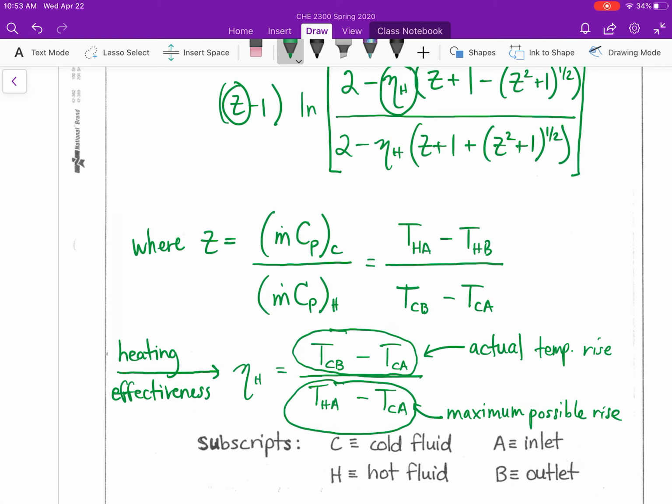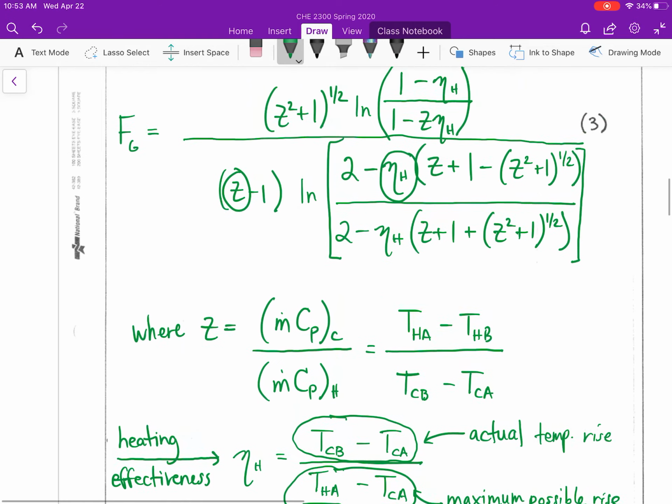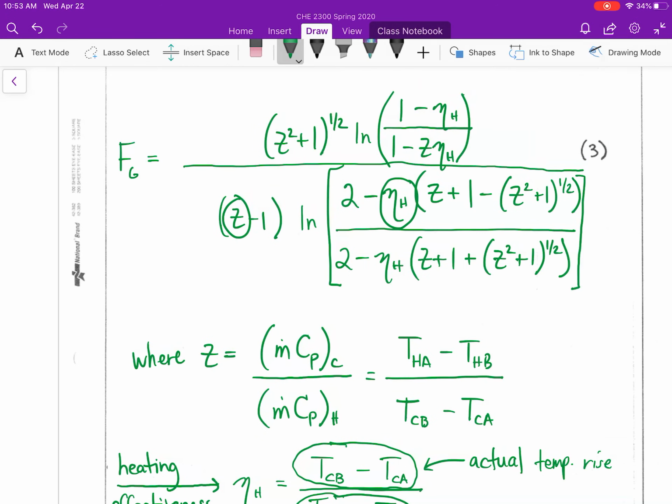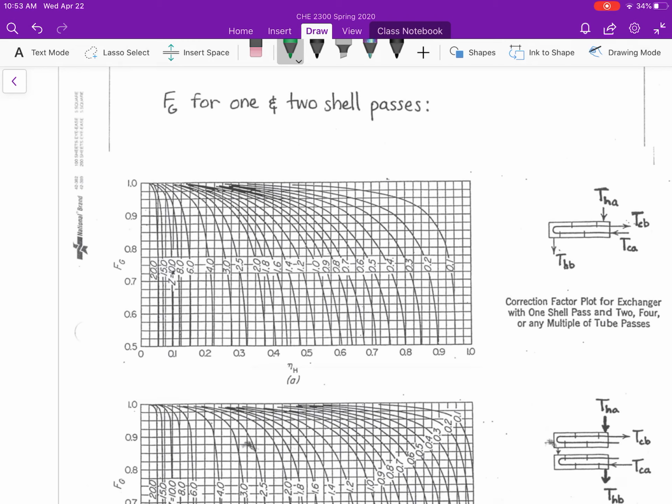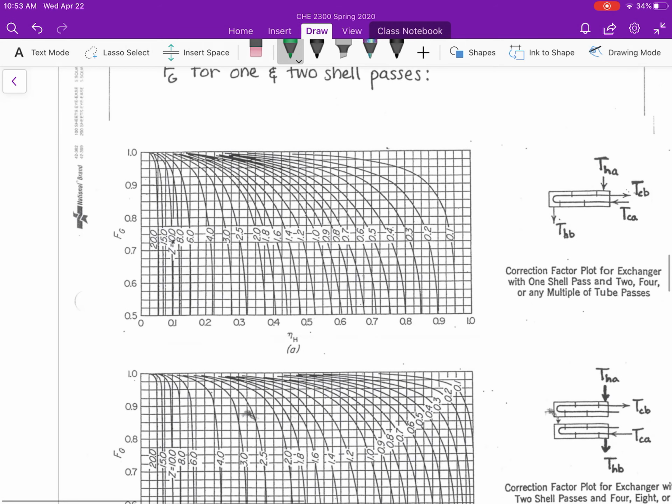Right, so this term is what we're going to call our heating effectiveness. If we know Z, we know our heating effectiveness, we can directly calculate our F sub G term from equation 3. We can also read our F sub G term off the charts that you see on this page.